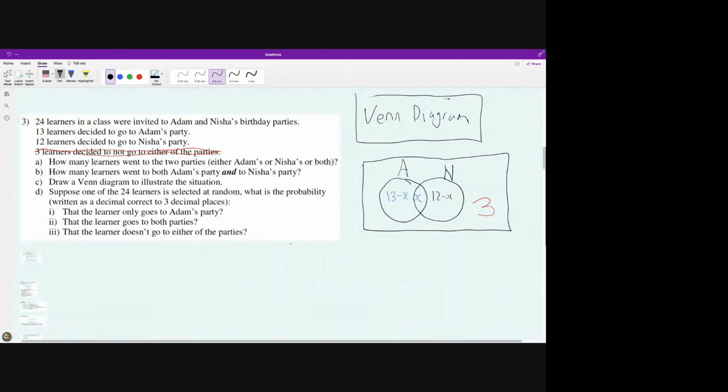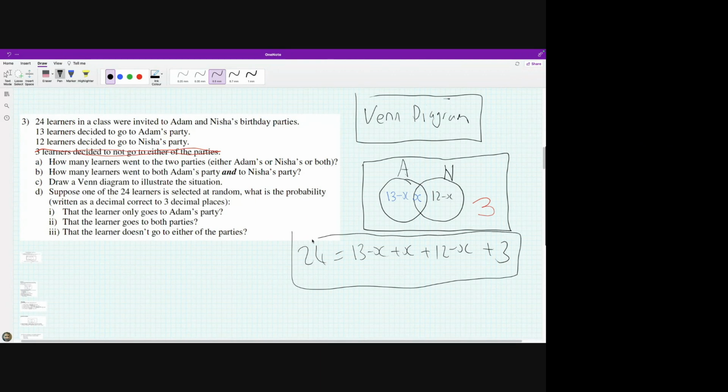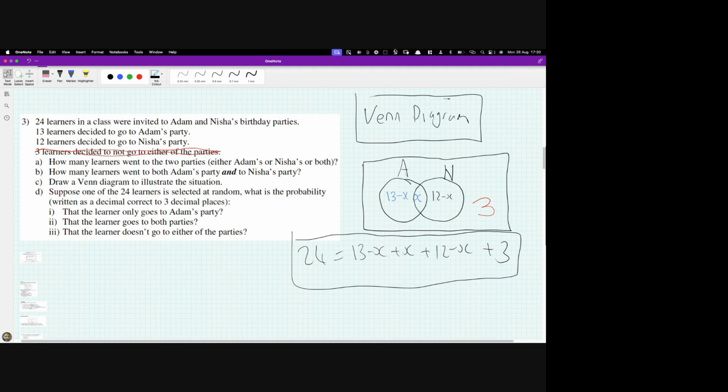Well, I know there are 24 students in total. So I go 24 equals 13 minus X, sorry, 13 minus X plus 12 minus X plus 3. Or I could have just added up the ones inside and got 21. But please work out for me, what value of X do you get for this Venn diagram?